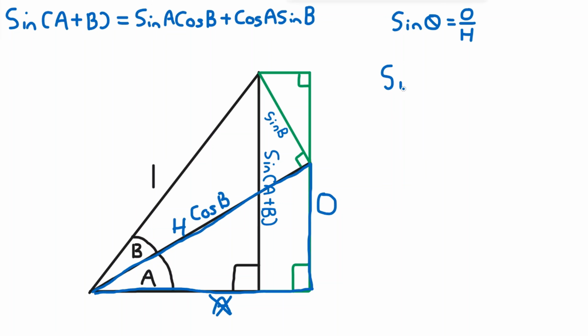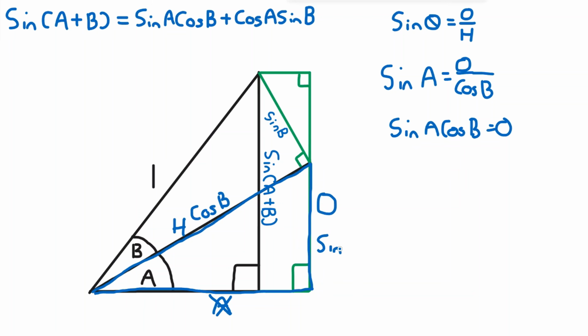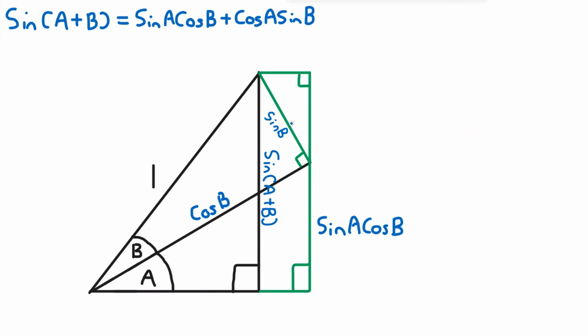So it's going to be sin of, and then the angle here is A, so it's going to be sin A is equal to O, which is the opposite, which we're trying to find, over the hypotenuse, which is cos B. And then what we're going to do, we're going to times both sides by cos B to get that sin A cos B is equal to the opposite. So this side here is equal to sin A cos B.